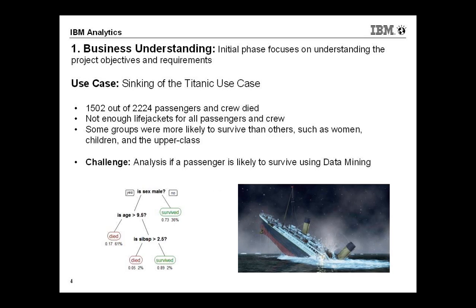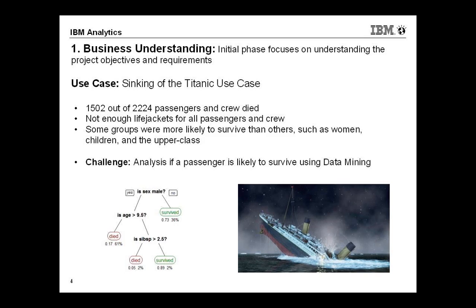The Titanic ship collided with an iceberg, and a lot of people did not survive because of a lack of life rafts and a lack of life jackets. So among the passengers that were more likely to survive than others were women, children, and the upper class. And our challenge for this project will be to analyze a data set and classify a passenger as whether they're likely to survive or not. And we're going to be doing that with data mining tools.